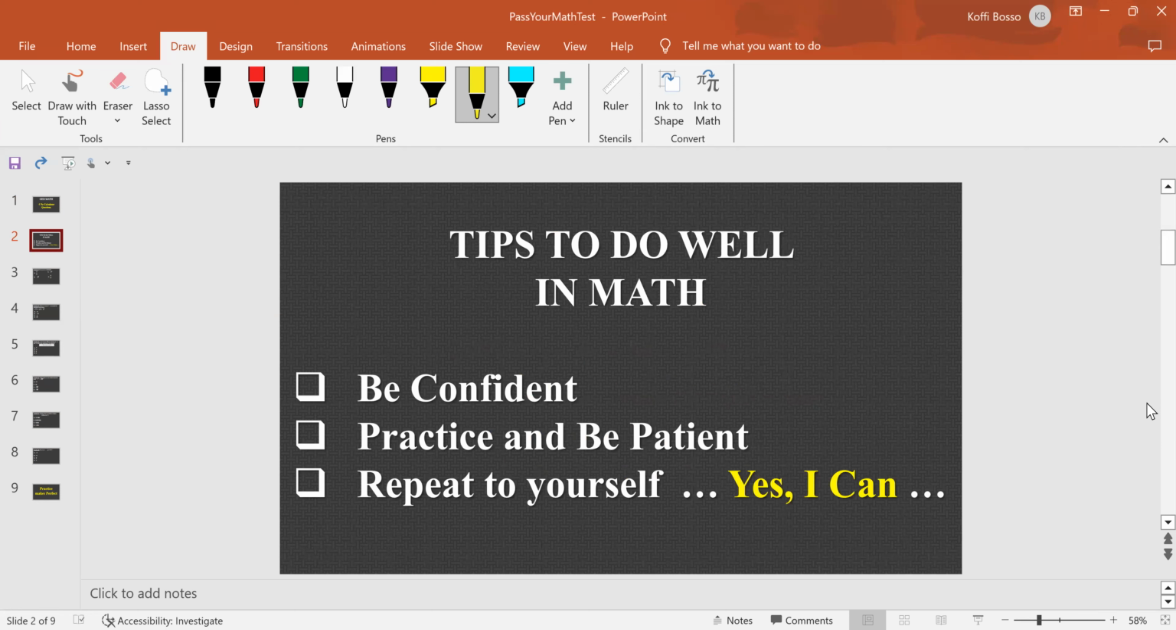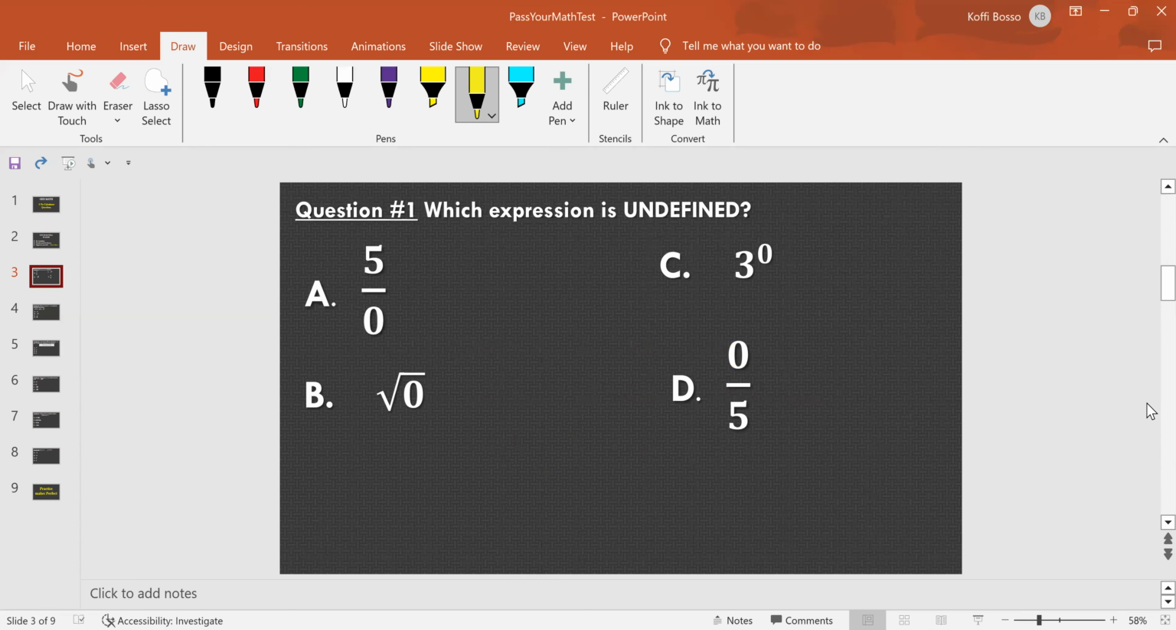Tips to do well in math. Be confident, practice, and be patient. Repeat to yourself, yes, I can. People did it, so why not you? You can do it. Okay, so let's see the questions.